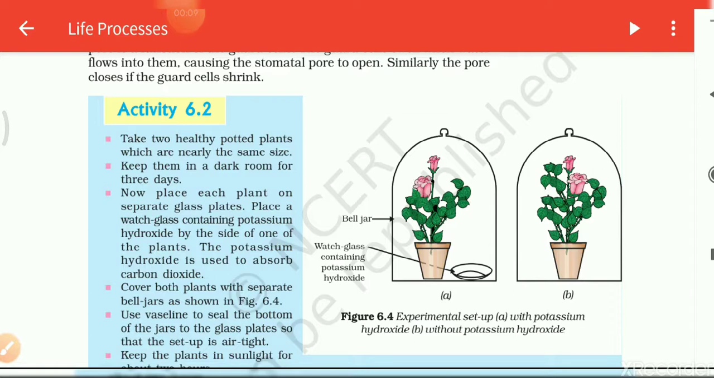Okay. Now in this activity we can understand that carbon dioxide is very necessary for photosynthesis. With the help of this activity you can understand. Let us start this activity.